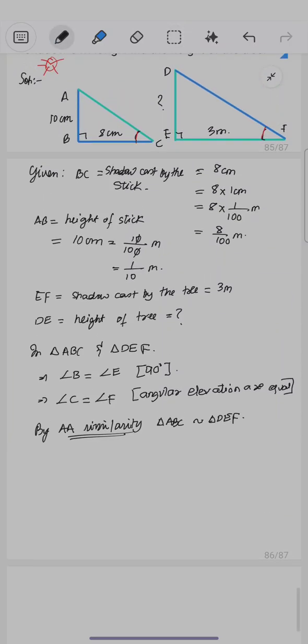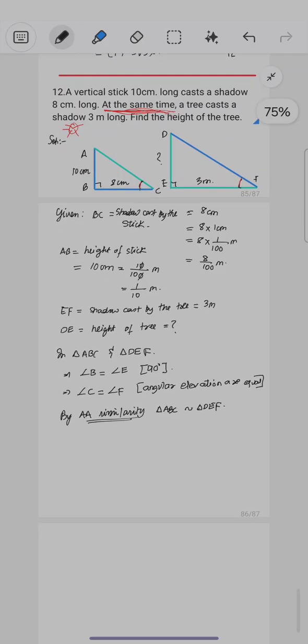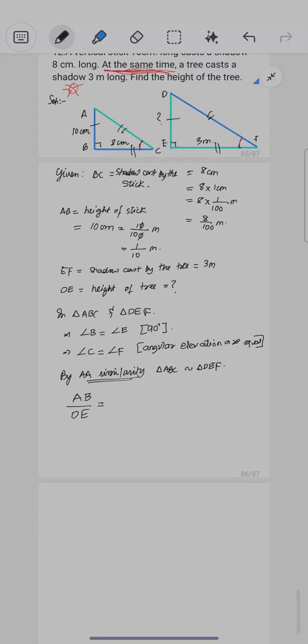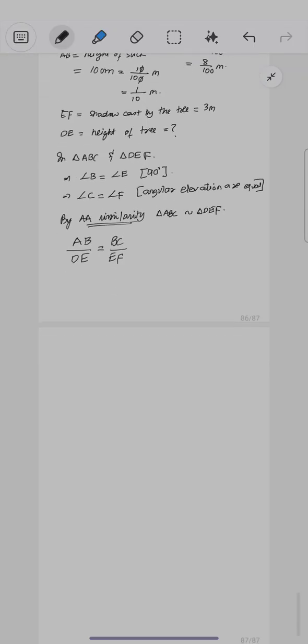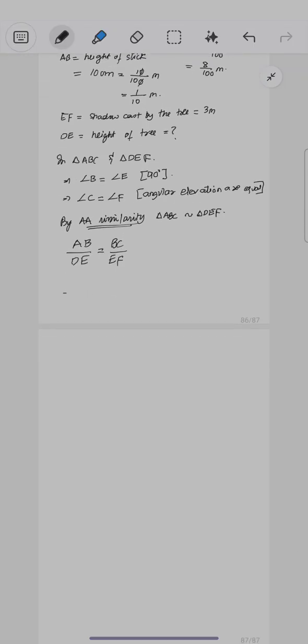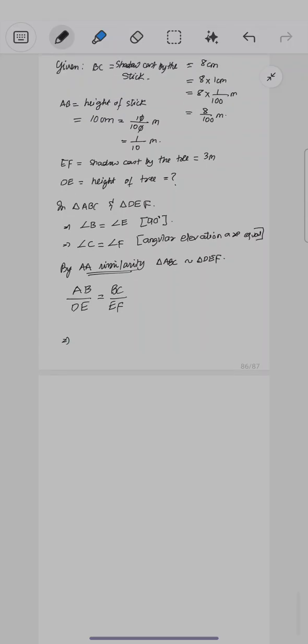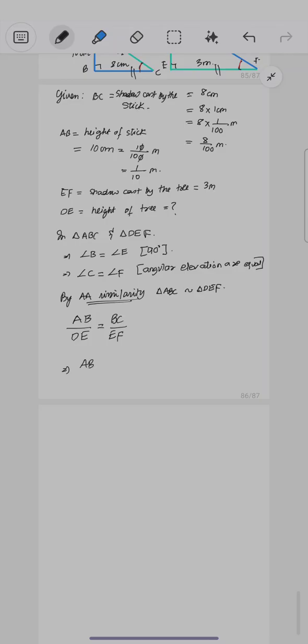So corresponding sides: AB by DE, BC by EF, then AC by DF. AB by DE will be equal to BC by EF. Let us read: AB by DE equal to BC by EF.